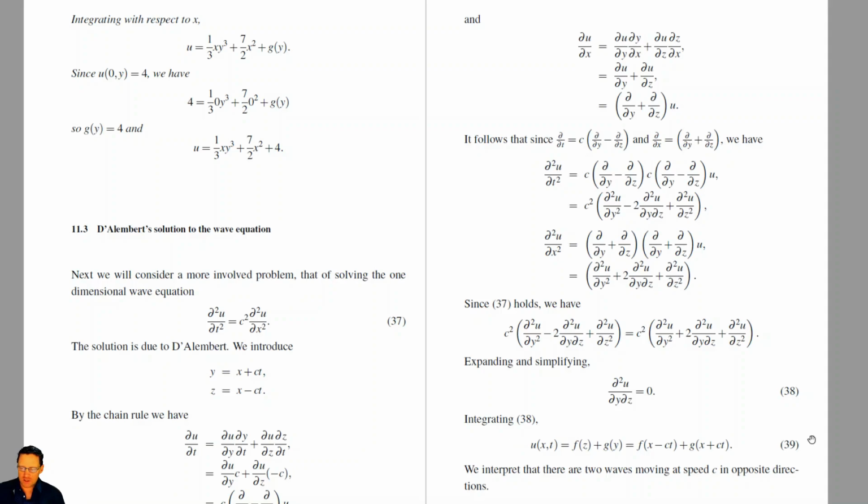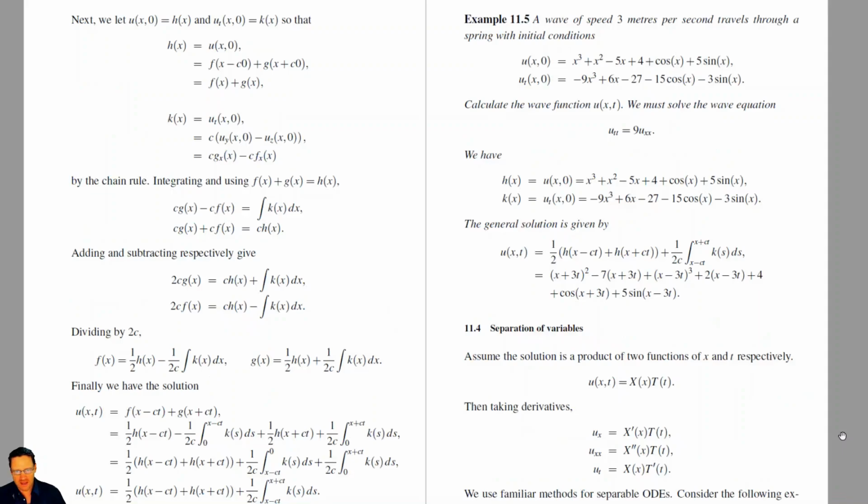So we want to interpret equation 39 as saying that there are two waves moving at speed c in opposite directions. But we don't know the shape of those waves yet until we specify boundary values. So let's have a look at that now. Okay, so let's suppose we have two functions, h of x and k of x, as our initial values. So that's when t is 0 here, but they could just be boundary values. It works nicely with initial values.